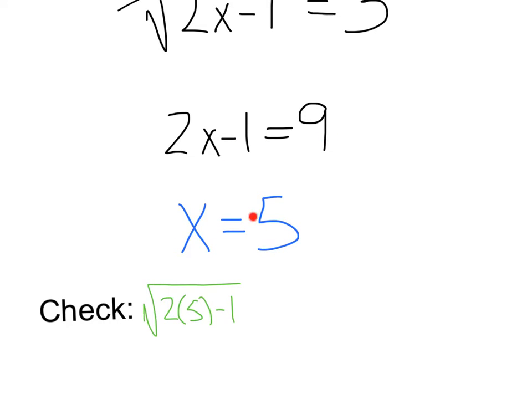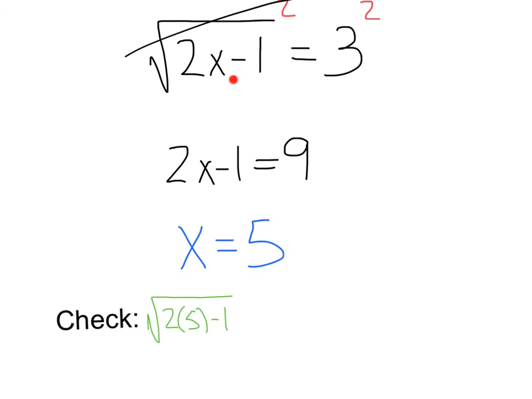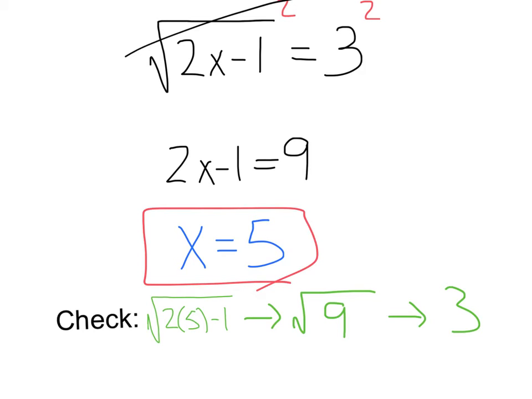Let's check it out to make sure everything's kosher. That's going to give us 2 times 5 minus 1, just looking back at our original equation here. 2 times 5 minus 1, which would simplify to square root of 9, which is 3, which is exactly what we want. So we've got our solution, x equals 5.